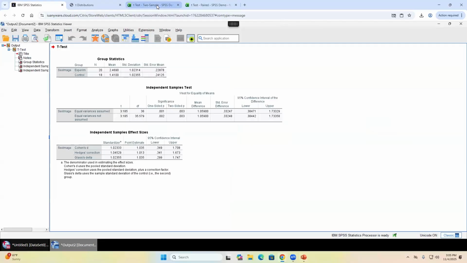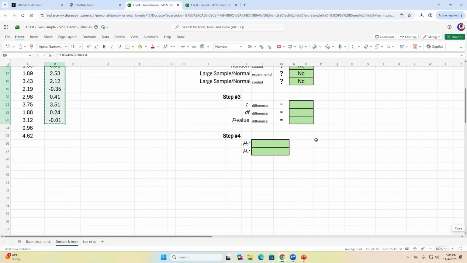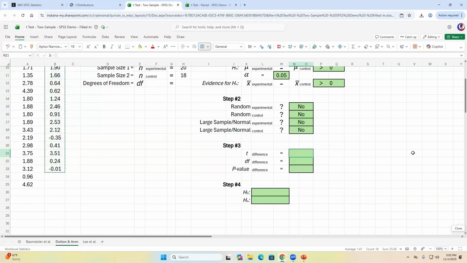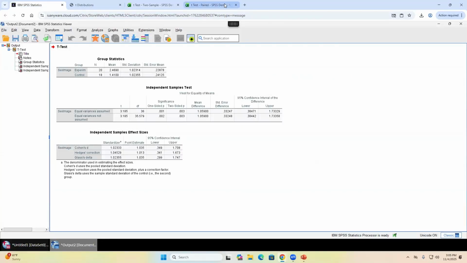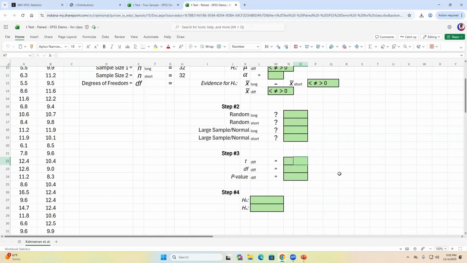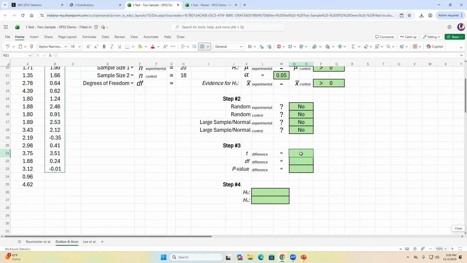I knew I was forgetting something. Let's go back here and we'll pop in some of that information. So the t statistic of the difference, that's 3.19. The degrees of freedom was 36. And then our p-value was 0.003.